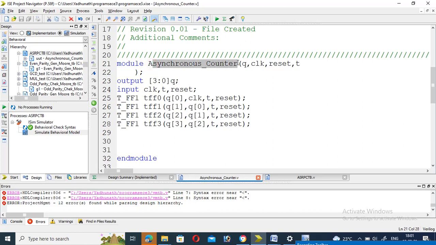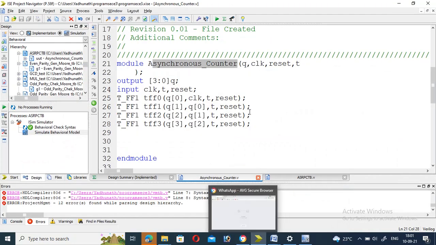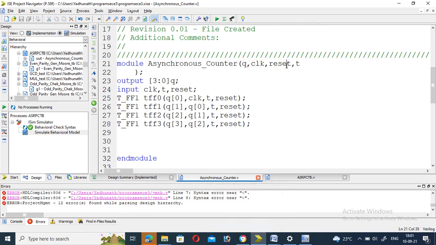Asynchronous counter is the module name I have to use for the asynchronous counter, and then I have to mention the port list. Our circuit diagram is in terms of only T flip-flop, right? So what are the inputs and outputs? One input is the clock signal, then reset, and the output is only Q. So the inputs and outputs can be represented as Q, clock, reset, and T. This is generally called a port list. Port list means it consists of the input and output variables.